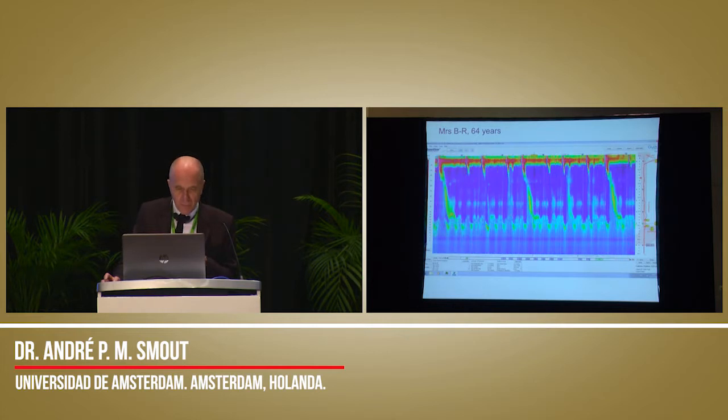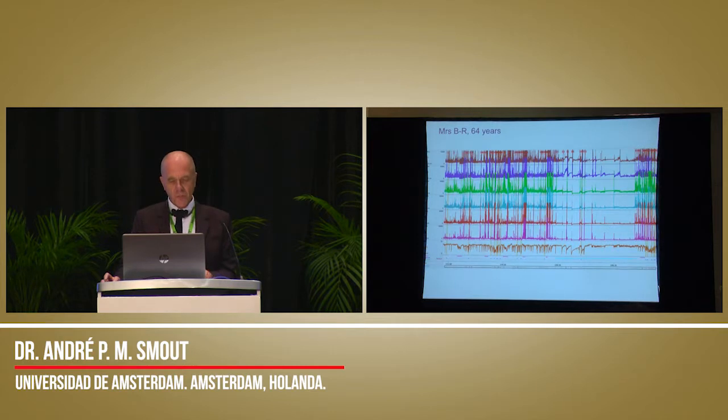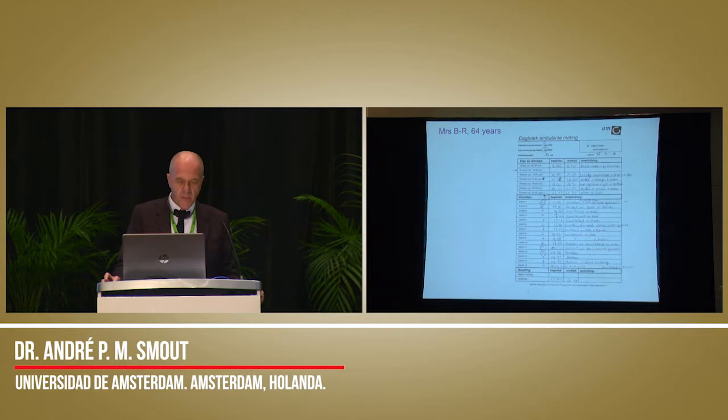She had a manometry that showed hiatus hernia and reasonably preserved peristalsis. And we did a pH study, and she had pathological supine and upright acid exposure. But then the most important part is, of course, the symptom association analysis.